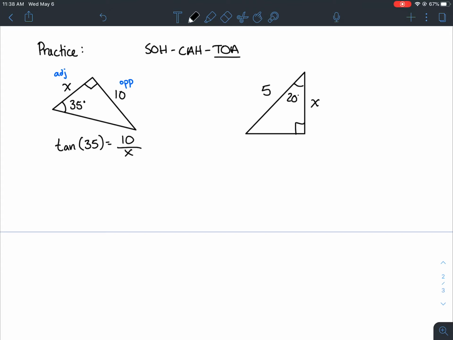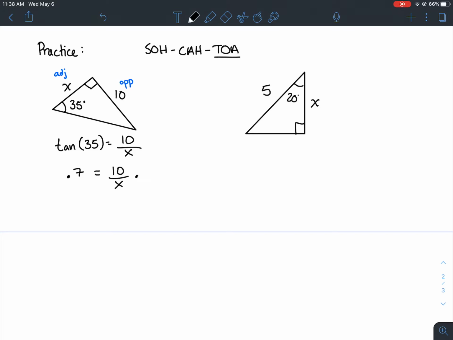So let's go to the calculator and hit tangent of 35. And you should get 0.70, which is just 0.7, equals 10 over x. So the algebra is going to be a little bit trickier on this one because we have our variable in the denominator, but really it doesn't change much. It just adds one step.